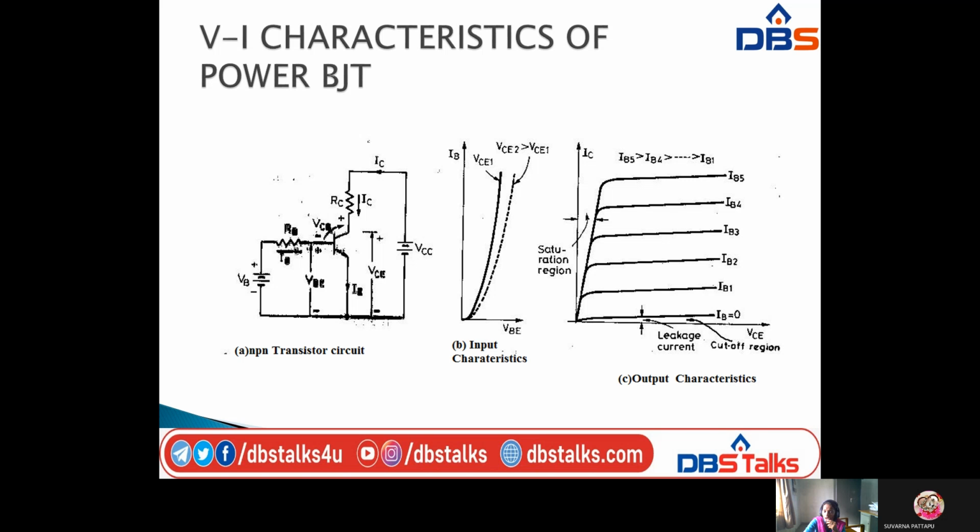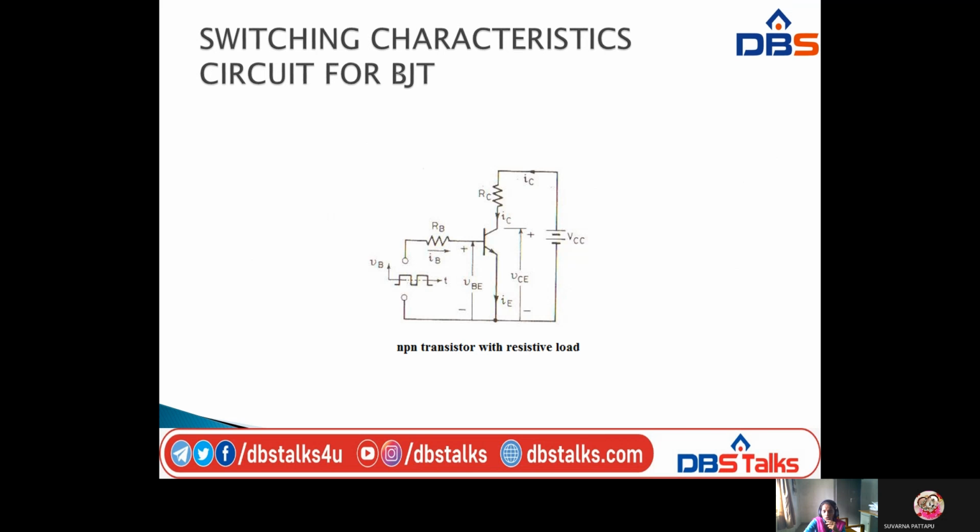Here, at last, the obtained current will be very high compared to this, so the curve is gradually increasing. At the start, the leakage current will be flowing, and this is called the cutoff region, and this will be called the saturation region. So this is the NPN transistor circuit with its input characteristics and output characteristics for the BJT.